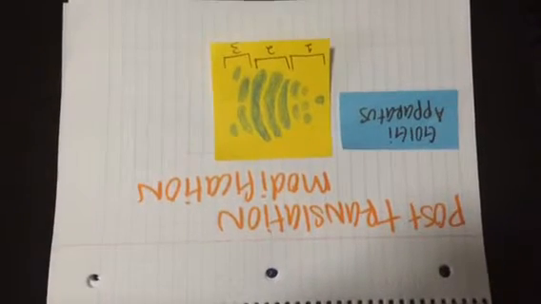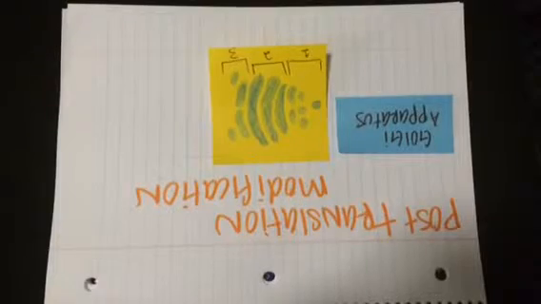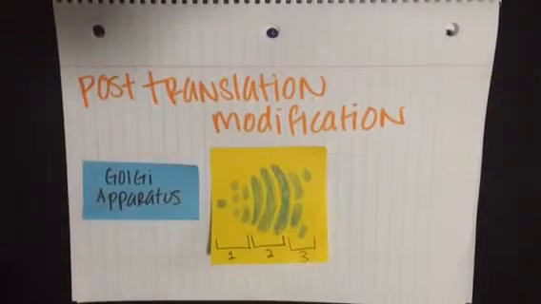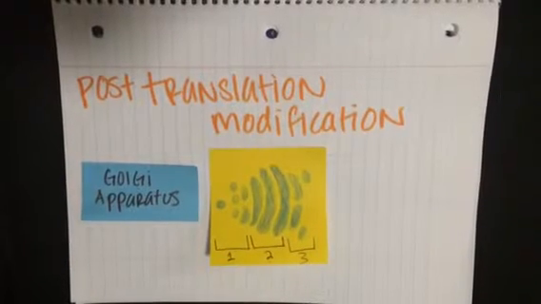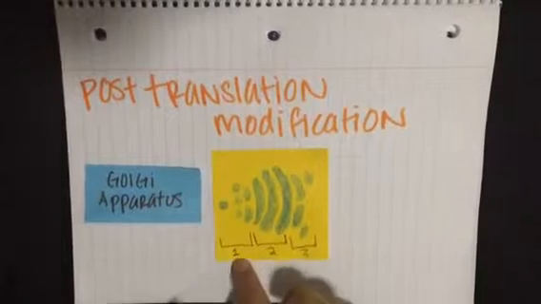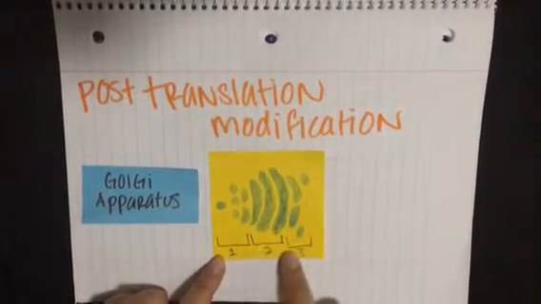Here we have our Golgi apparatus. The Golgi apparatus works as a post office for the endomembrane system. The Golgi apparatus comes in 3 parts: the cisternae, medial, and transphase.